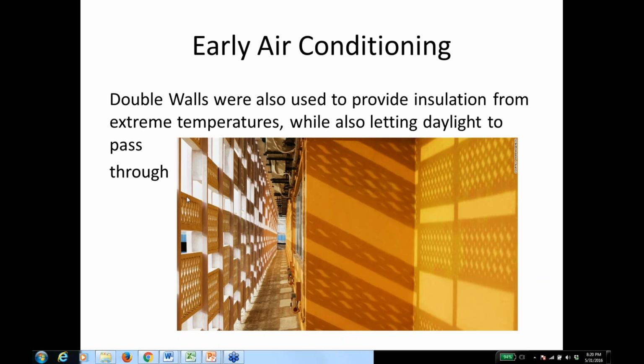So we have this outer screened wall to allow some daylight to pass through. But at the same time, we have this inner airspace area that's insulating the building from extreme temperatures, keeping it from getting too hot by providing this airspace in between, but still letting some light through this screened portion of the building and through some glass windows here. So it's kind of like an extra building envelope that's allowing it to maintain a cooler temperature.